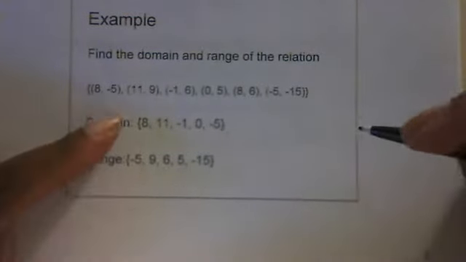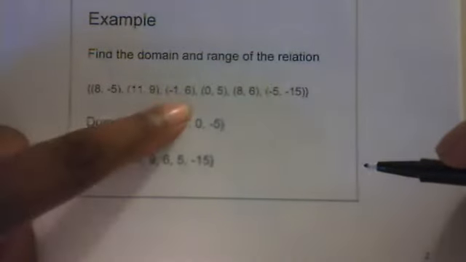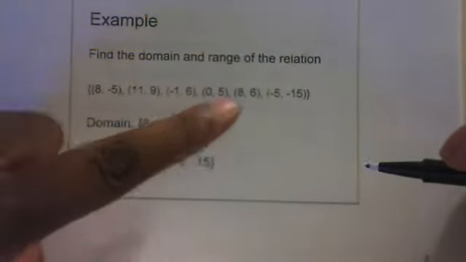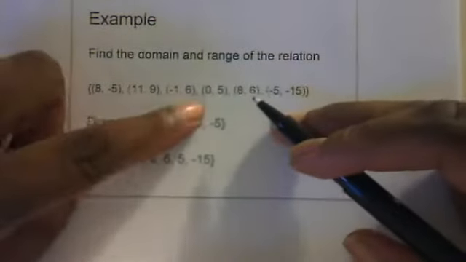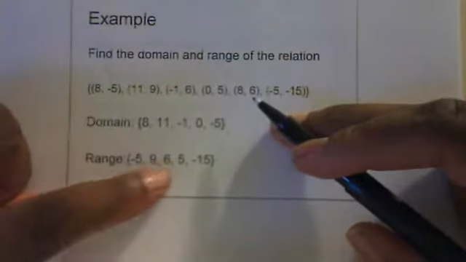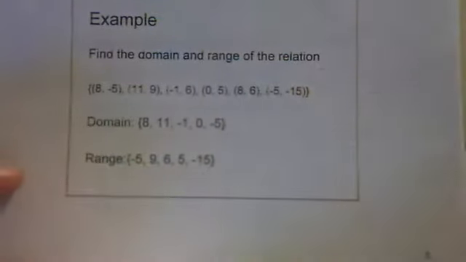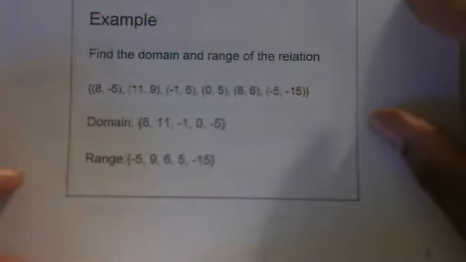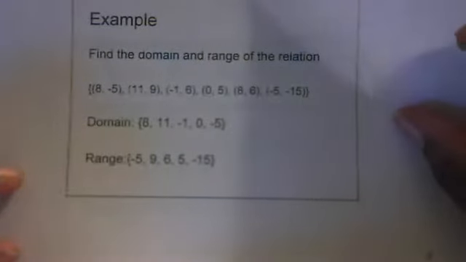The range is your y coordinates. In this case, -5, 9, 6, 5, 6, and -15. Now notice that 6 is your y coordinate that's repeated twice, but we only write that one time. So this represents your range. So do understand the difference between the domain and the range of any relation. It's a set of all x coordinates listed one time, and the set of all y coordinates listed only once.